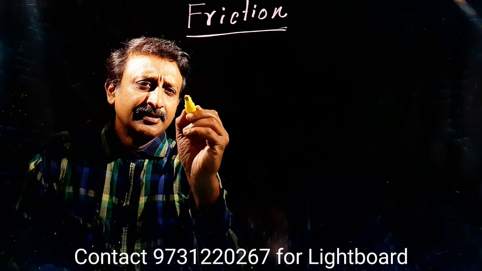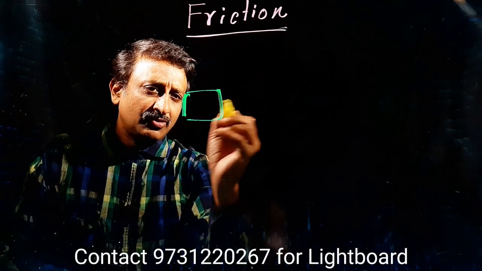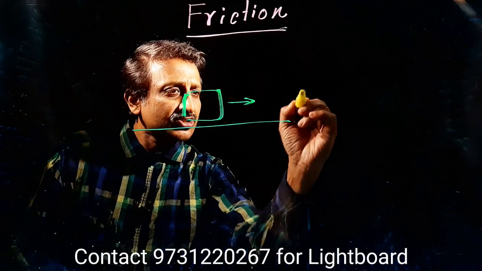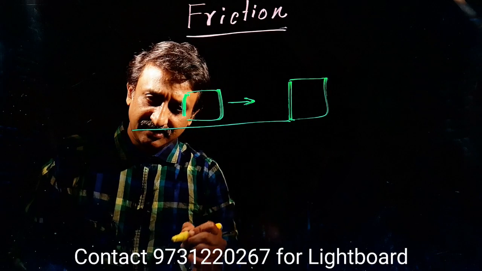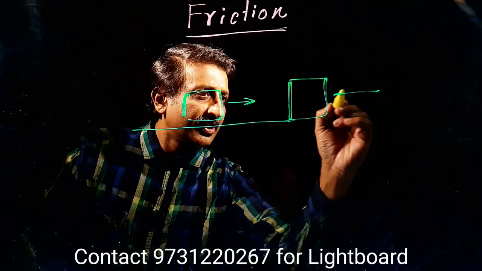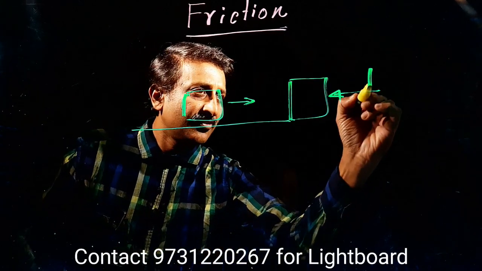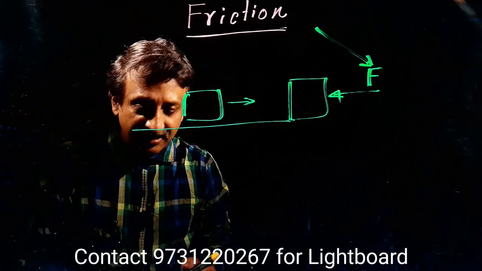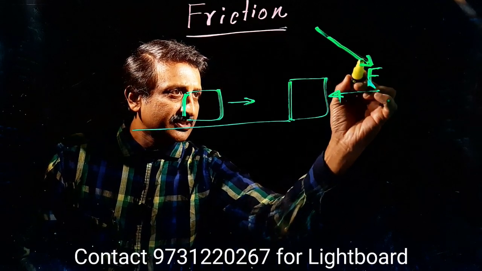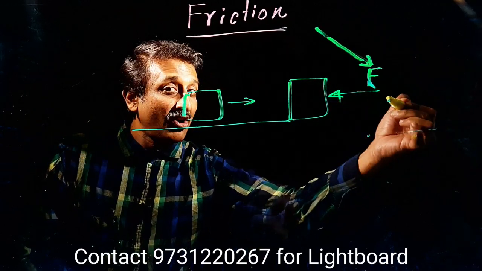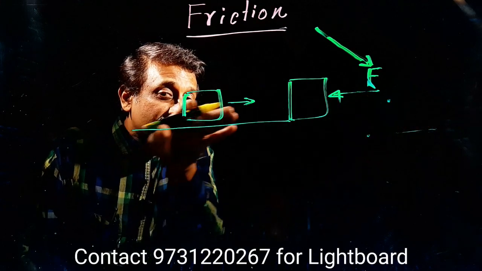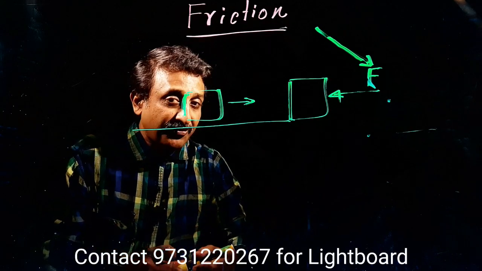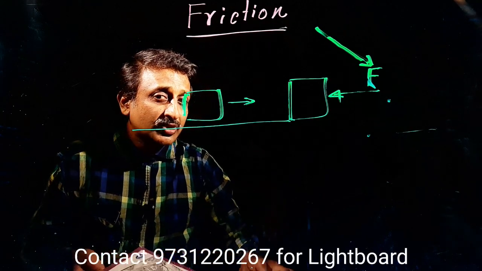Say this object, what we have seen, is moving along this direction and it stops here, right? There is a force like this. We call it the frictional force. The frictional force acts in this direction. What is the direction? Opposite to the motion. Always the frictional force is opposite to the motion.